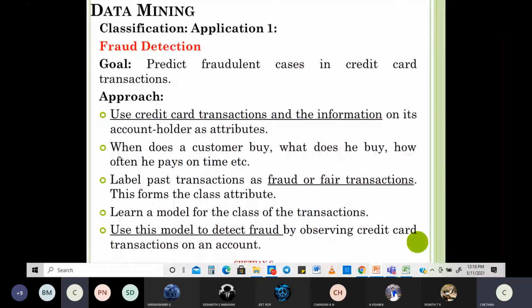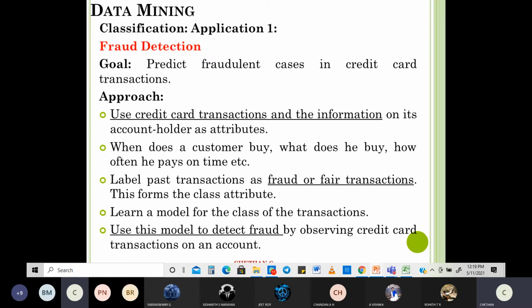So the first one, we take it as fraud detection. What is the thing that we can be doing here? We are going to predict whether a particular credit card transaction that happens is fraudulent or not. So what is the approach? The approach is very simple. We take the credit card transactions and the information of the account holder. Then we figure out very simple things: when does the customer buy? What is he buying? How does he generally pay? Then we are going to label the entire past transactions based on it as fraud or fake transactions.